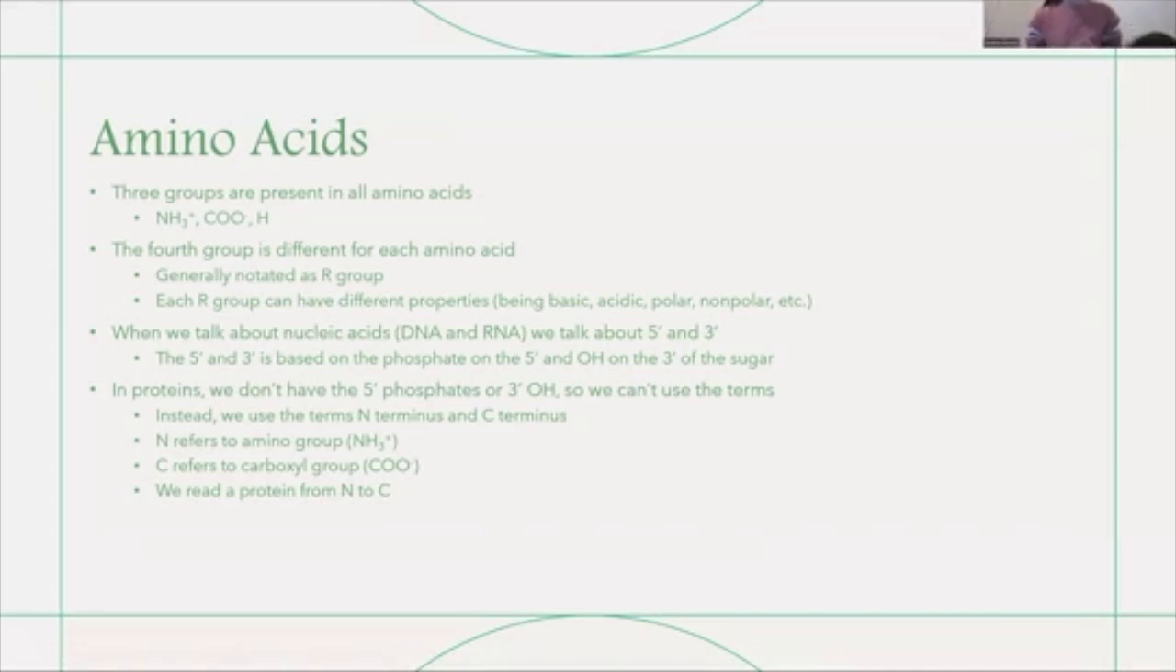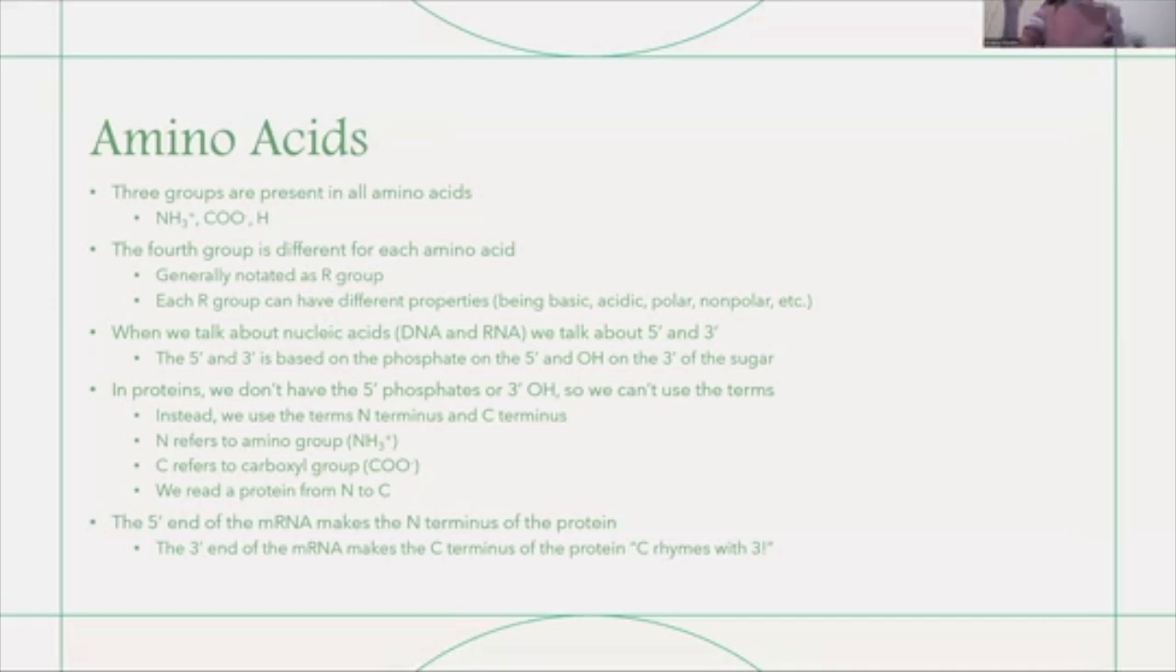So instead, what we're going to use are the terms N-terminus and C-terminus. N refers to your amino group, that's your NH3+. C refers to the carboxyl group, that's your COO-. And whenever you're reading a protein, you read from N to C. So like we read mRNA 5' to 3', you read a protein N to C. And there's a way to look at your mRNA and tell where that N-terminus and C-terminus are going to be.